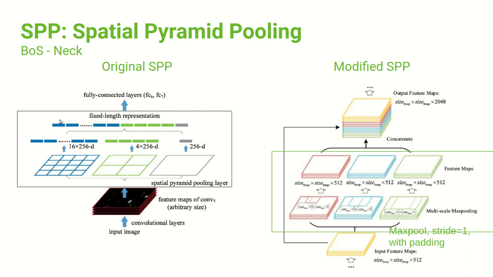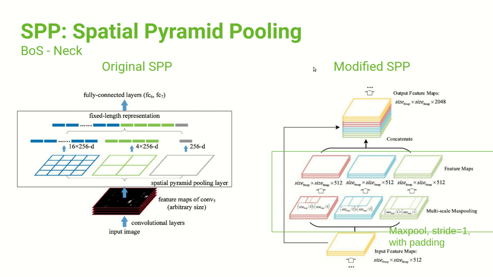So the final output of that is just 16 plus 4 plus 1 times 256. By changing this, you can always fulfill the fixed size output representation. So that is the work that enables the multi-scale input size training within the original SPP.